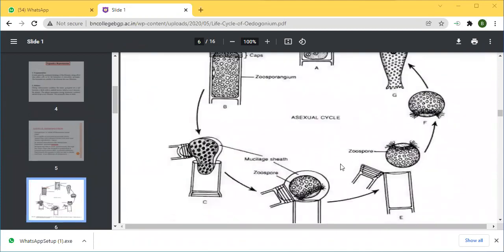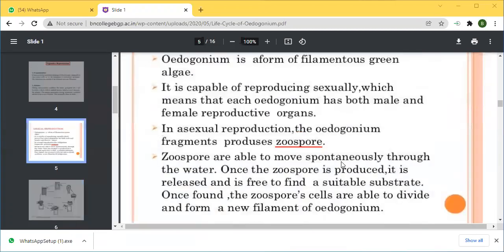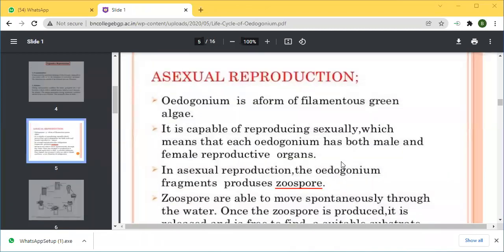You can observe. Asexual, what is the asexual, ma? Always asexual reproduction produces spores. But here, zoospore formation is important. What does the asexual reproduction produce here? Zoospores. Oedogonium is a form of filamentous green algae. What is this one? Filamentous, you know that one. Oedogonium is the filamentous green algae.